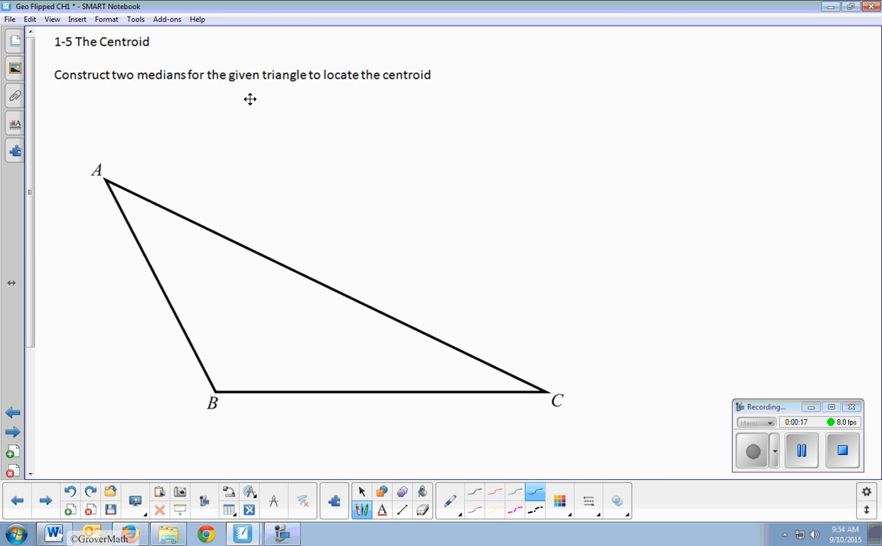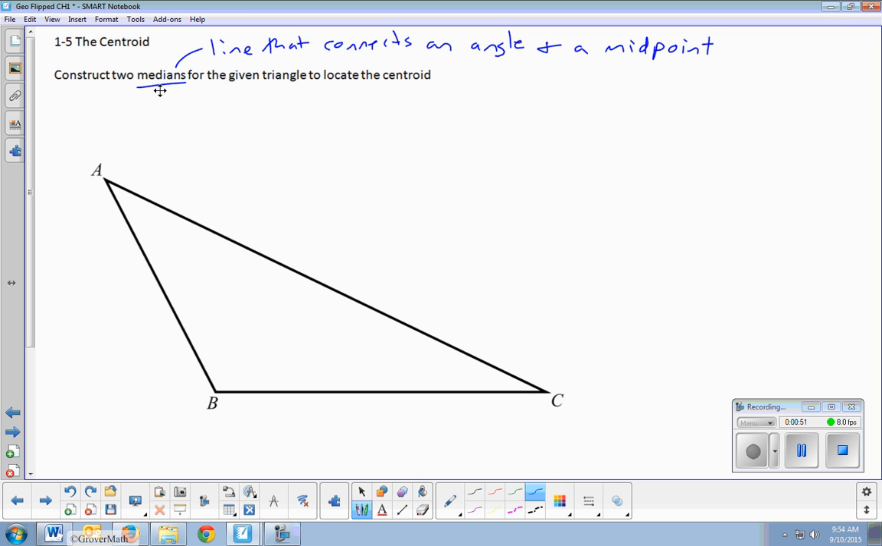First of all, for a median, let's talk about that first. A median is a line that connects an angle and a midpoint. That's what a median is.